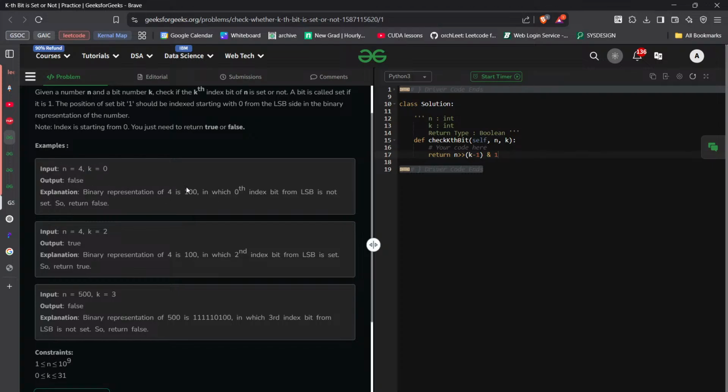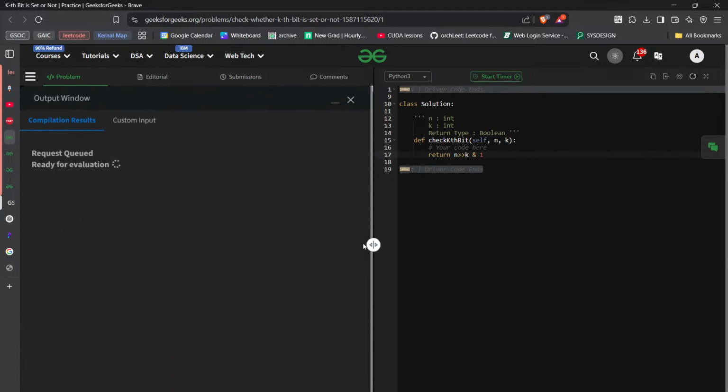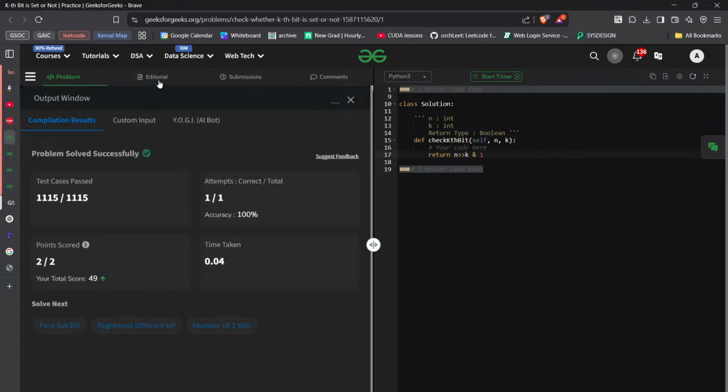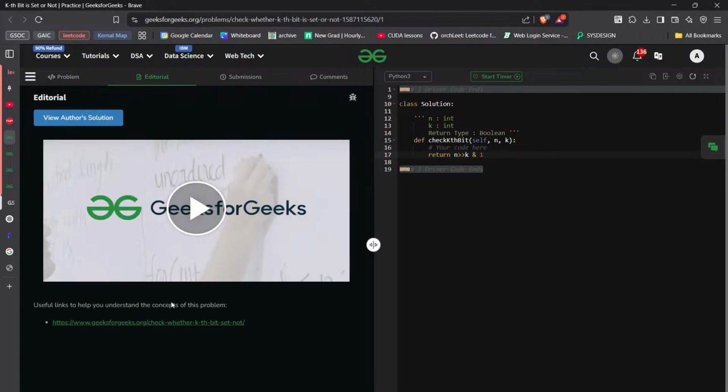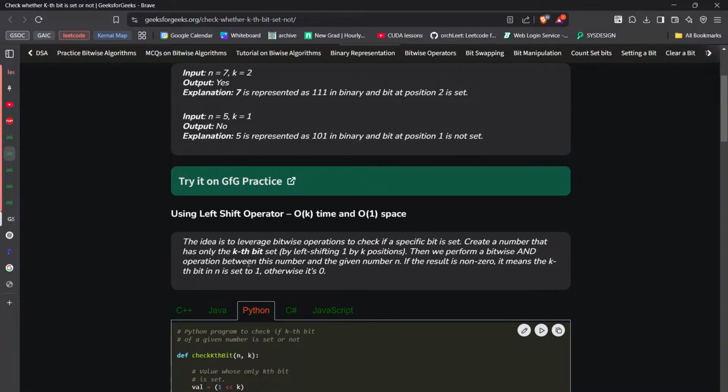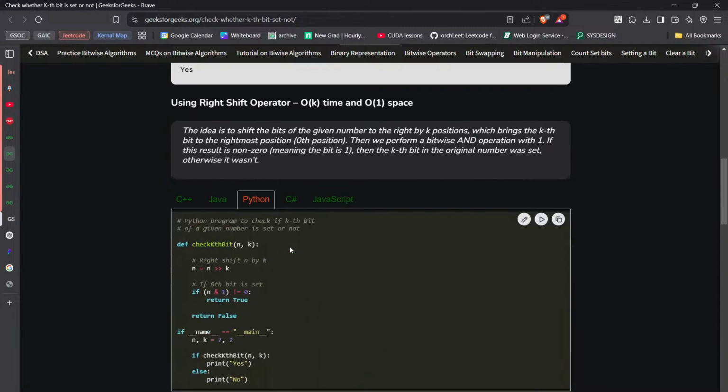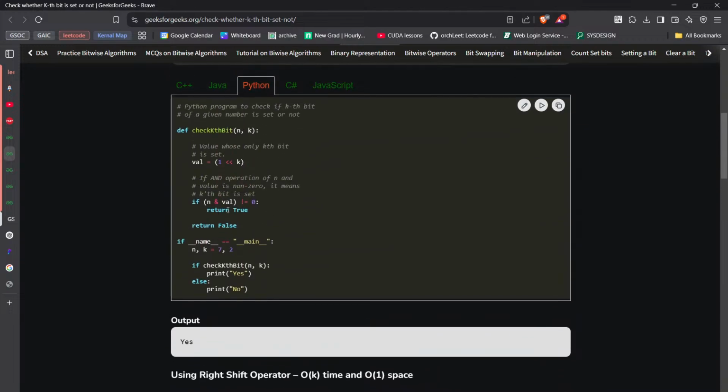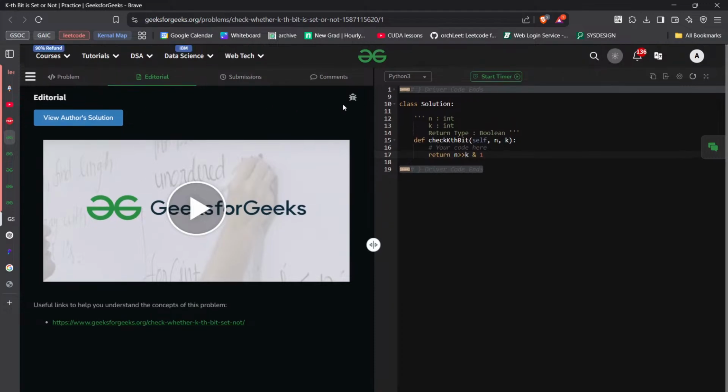For input 4 and k equal to 0, the 0th index from LSB is not set. Oh, it is 0 based. So if it is 0, no shifting. If it is 1, then I'm shifting by 1. Okay, this is right.